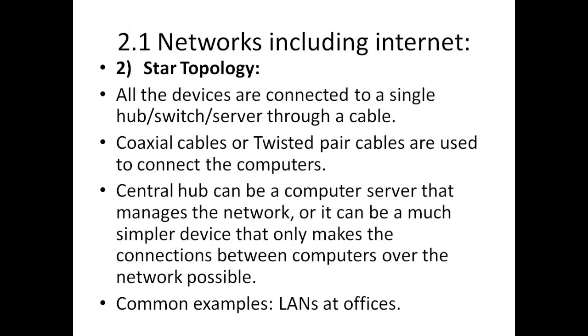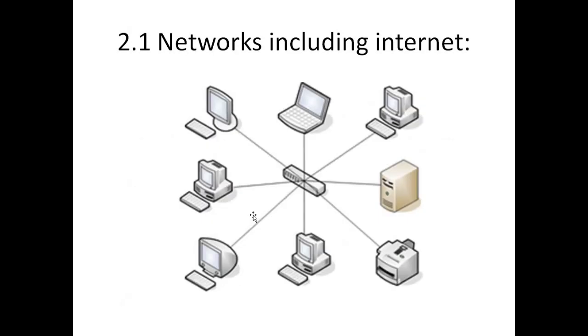Common example: LANs at offices are usually connected using star topology, and it looks something like this. In the middle we have the server or a simple switch, and all the other devices, printers, scanners, or whatever is a part of your network, even the server, is connected to that central device.